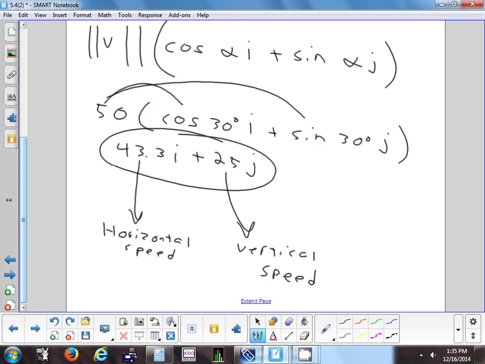Say we got a wall 100 feet away that's 12 feet high. Is it going to clear the wall? All kinds of physics stuff. We're not going to get into that, but I just want you to understand how to find a velocity vector and what each component means.